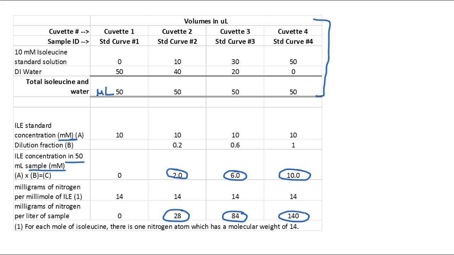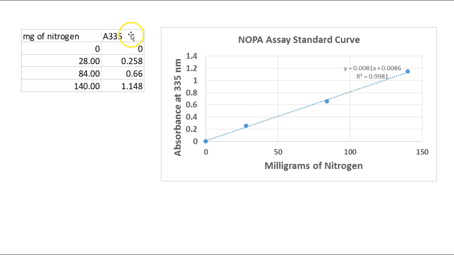So then we have our milligrams of nitrogen per liter, and then what did we do? We just ran the standard curve and we got some absorbance numbers for each of these cuvettes, right? And we had 0 for this one because there's no nitrogen in there. And we had, in one example, 0.258 as the absorbance for this one. We had 0.66 for this one. And we had 1.148 for cuvette number 4. All right, so these were the A335 numbers. Those are the absorbance numbers. So then we just set up our standard curve. So it would look something like this. Here's our A335 up here. Here's our milligrams of nitrogen.